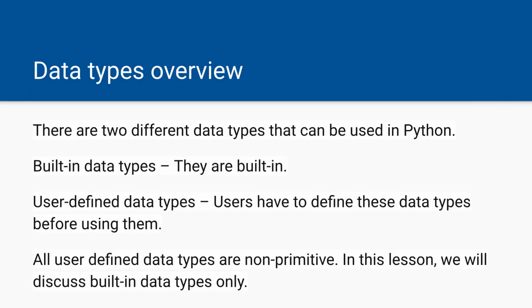Python has two main data type categories: built-in types, which are readily available, and user-defined types, which must be defined before use. All user-defined types are non-primitive. In this video, we will focus only on built-in data types.